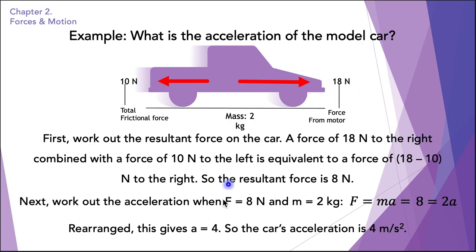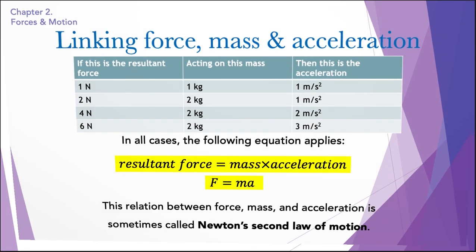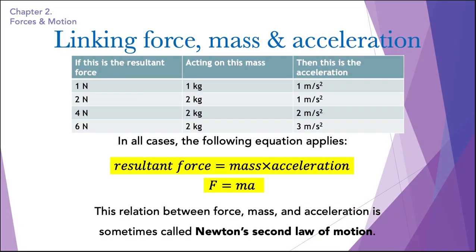Next we work out the acceleration when force is equal to 8 newtons and mass is equal to 2 kg. So we apply the equation force is equal to ma and substitute the values. So we get 8 is equal to 2a. 8 is the force and 2 is the mass, and so we basically rearrange this equation to find the acceleration. How can we rearrange the equation? It's pretty simple. Force is equal to ma. Force will go on top and m and a are at the bottom.